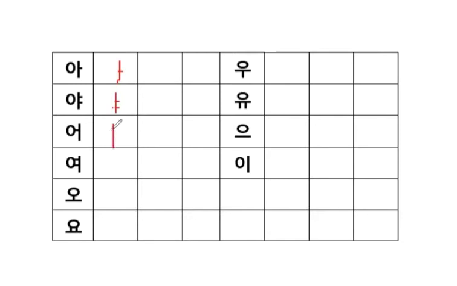Again, a straight vertical line is E. A small stroke on its left side, now it is O. This one is O. If we make another small stroke on the left side of O, it becomes Yo. Yo.